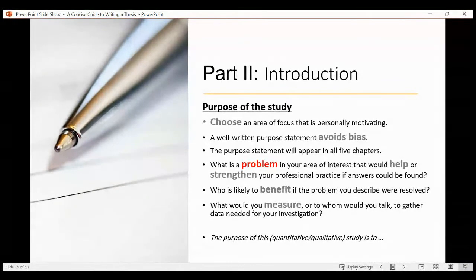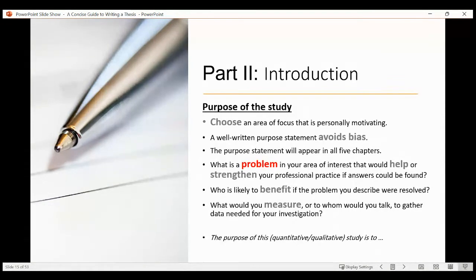What is the problem that you are going to investigate? This is the purpose of your study. Tell us about the problem. What is the contribution of this problem? What is the benefit? What is going to be measured? Whom are you going to measure? Your participants.